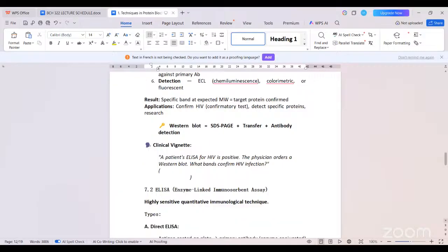Then the next immunological technique is ELISA. Enzyme-linked immunosorbent assay is quite sensitive, highly sensitive. And what does this technique do?